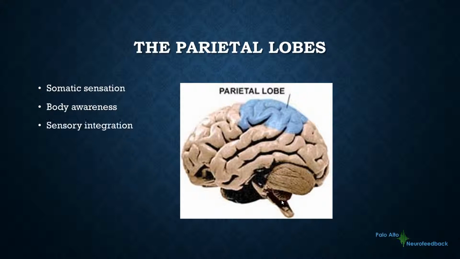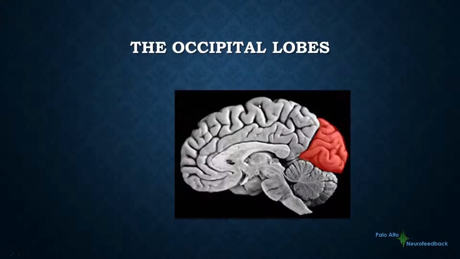The parietal lobes, which sit right here. This is the front part of your brain here, the frontal lobe and the temporal lobes. The parietal lobe is right here. It's important for somatic sensation, body awareness, and sensory integration.